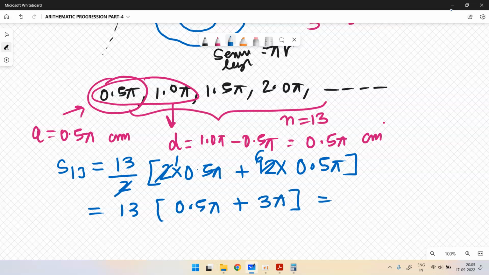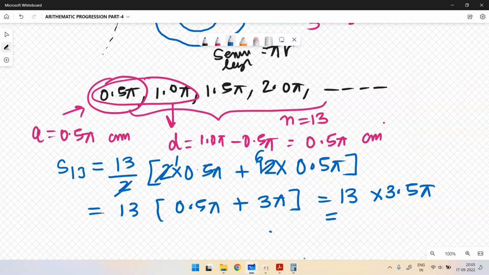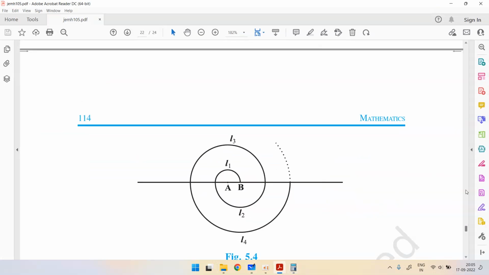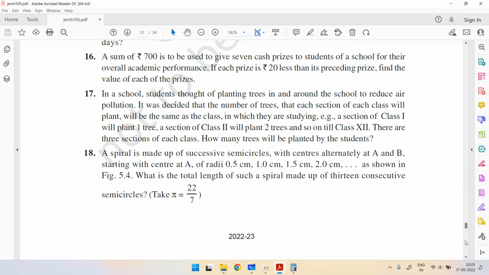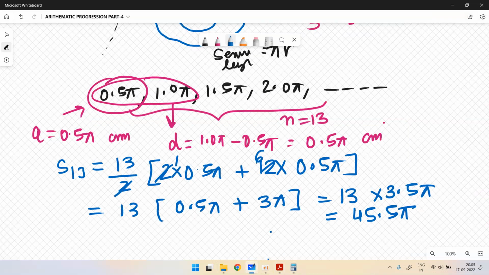This is ultimately 13 into 3.5 pi, which is 45.5 pi. Is it given something? Just take pi as 22 by 7. Now if you take pi as 22 by 7, this is equal to 45.5 into 22 by 7.